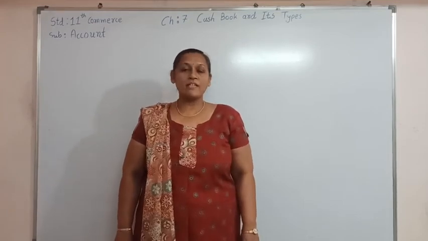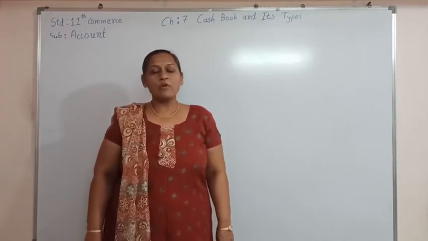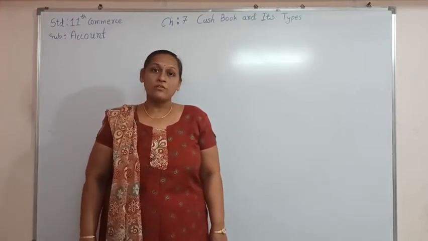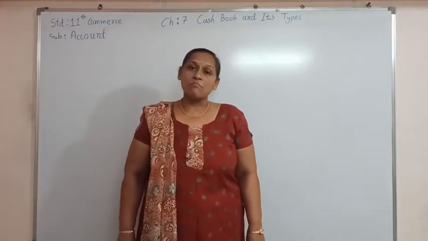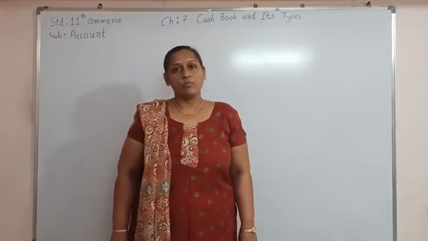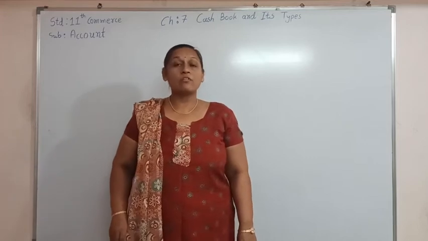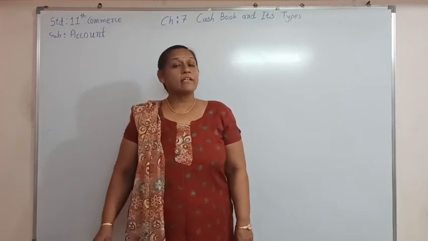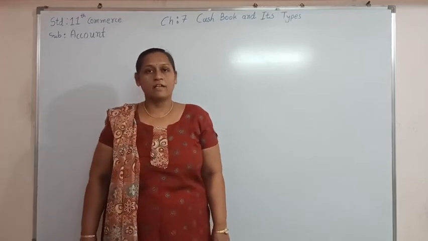Today we are going to see chapter number 7, cash book and its types, of standard 11 commerce subject accounts. Today we are going to see some more illustrations related to the 3-column cash book, and here we are going to see all types of transactions together. So here is sum number 13.